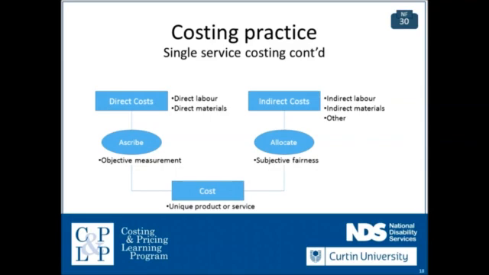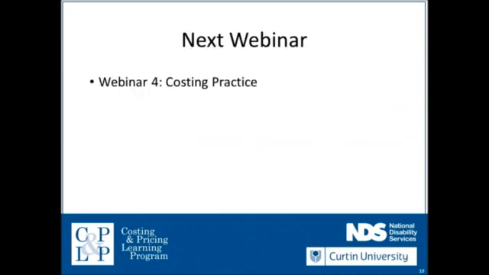Of course, all of the costs ascribed and all of the cost allocated form the cost of your unique product or service for each iteration of those products or services, or each unit of measurement. That really concludes this webinar.